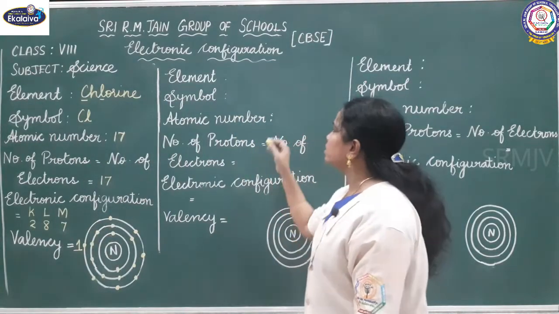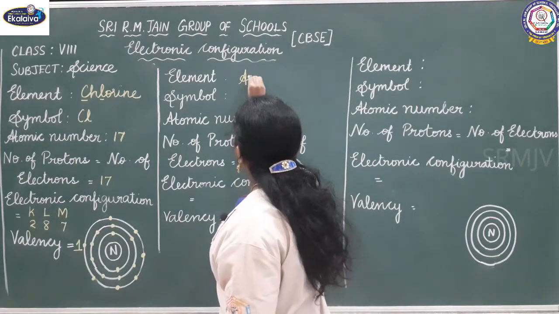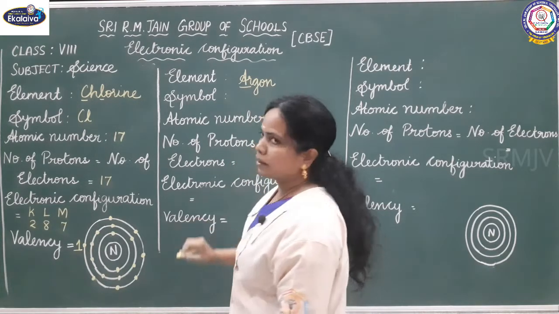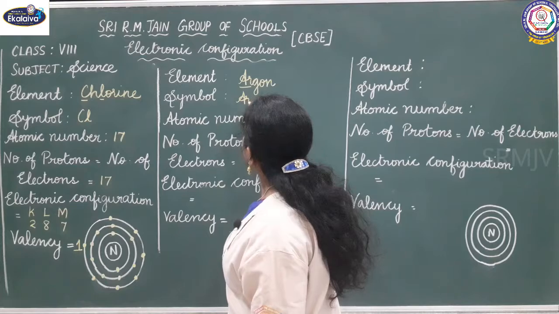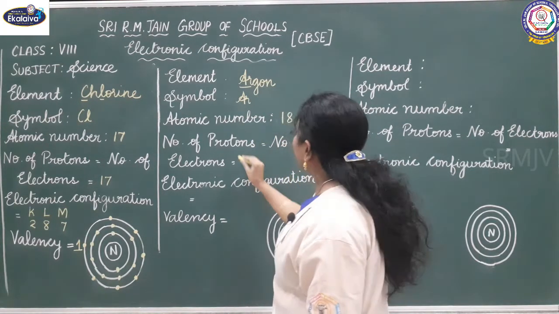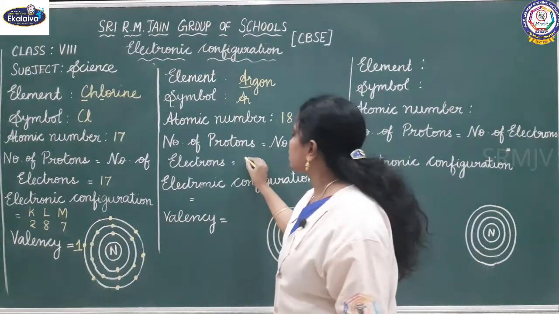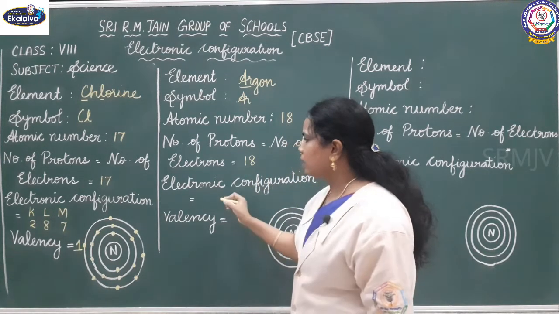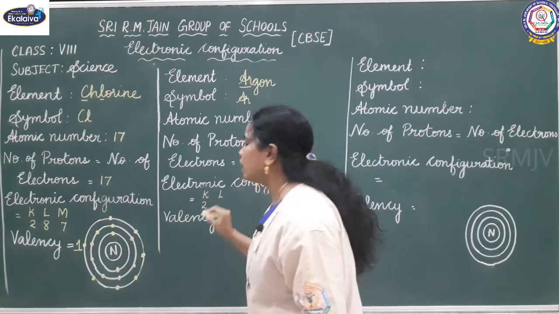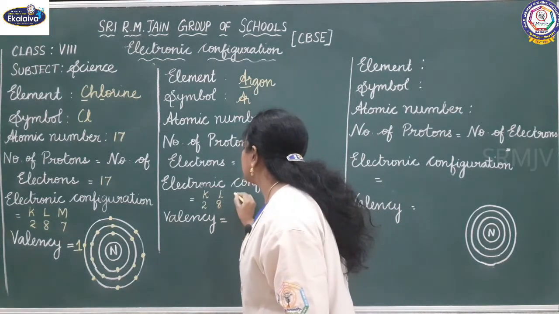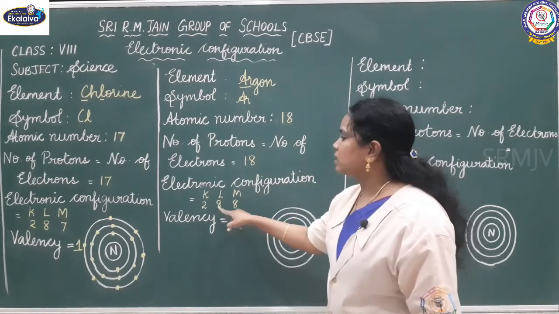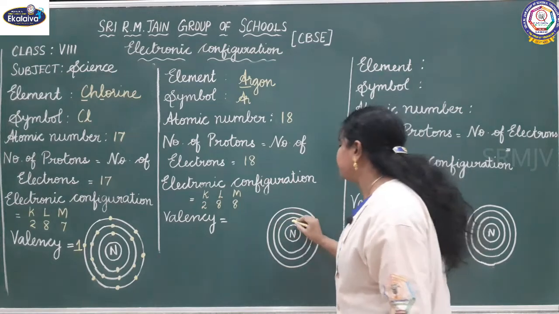Next element is argon. Symbol is Ar. Atomic number is 18. Number of protons, which is equal to number of electrons, that is also 18. And electronic configuration is K shell 2 electrons, L shell 8 electrons, M shell 8 electrons. So 2 plus 8 plus 8 is 18.